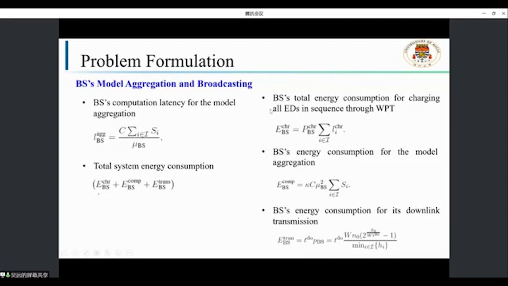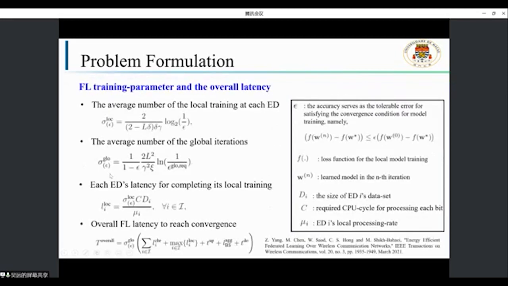Number one is the base station or server's total energy consumption for charging all devices in sequence through wireless power transfer, in this part. Then the BS energy consumption for the model aggregation, in this part, and the base station's energy consumption for its downlink transmission. It means that it will broadcast the aggregated model to all clients, with the energy consumption in this one. So these are the three parts of the total energy consumption for the base station, and this is the total energy consumption of the system. Then we consider the FL features, the training parameters, and overall latency.